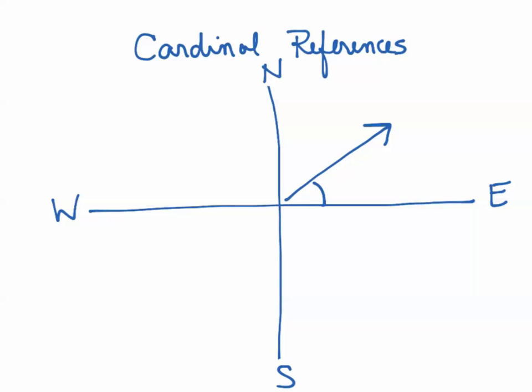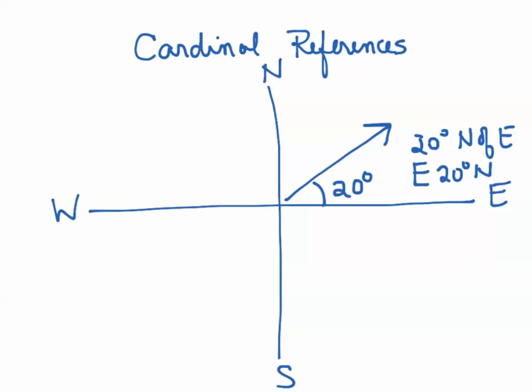So let's say that we have 20 degrees below the vector, so between the vector and east, and what we say to describe this vector direction is that this vector is 20 degrees north of east. We can also say east 20 degrees north. And so both of those tell us that the vector has rotated from the east towards the north 20 degrees.